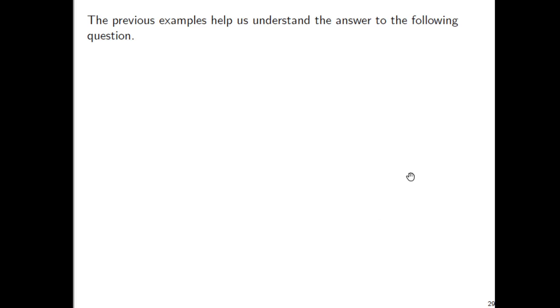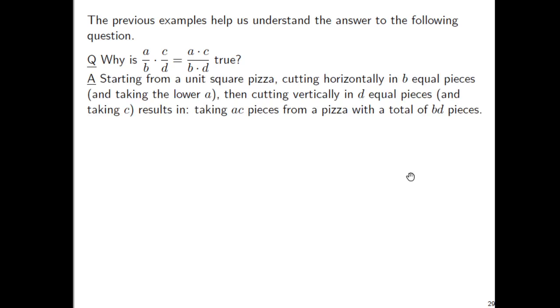I hope the previous examples help us to really understand the answer to the following question. The question is, why is A over B times C over D equal to A times C over B times D? The answer is really just taking the ideas we saw in several examples that actually use numbers, and then saying this behavior happens in general. So starting from a unit square pizza, that is a pizza with side lengths 1 and 1, cutting horizontally into B equal size pieces and taking the lower A of those B, then cutting the pizza vertically into D equal size pieces and taking C out of those D, results in overall taking A times C pieces of pizza from a pizza that has a total of B times D pieces.